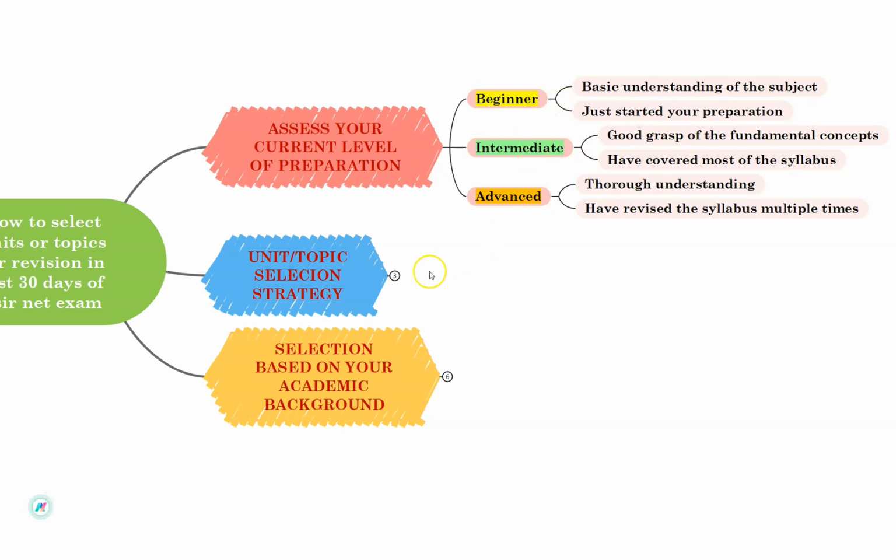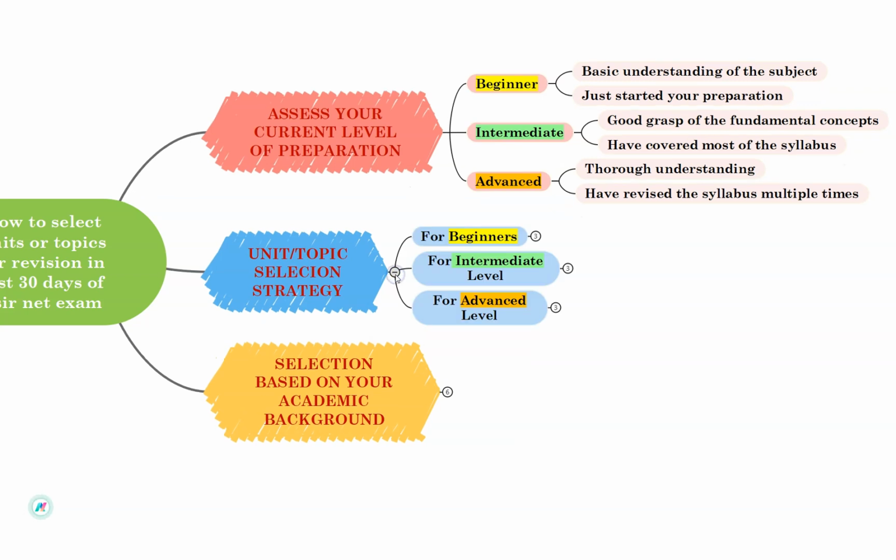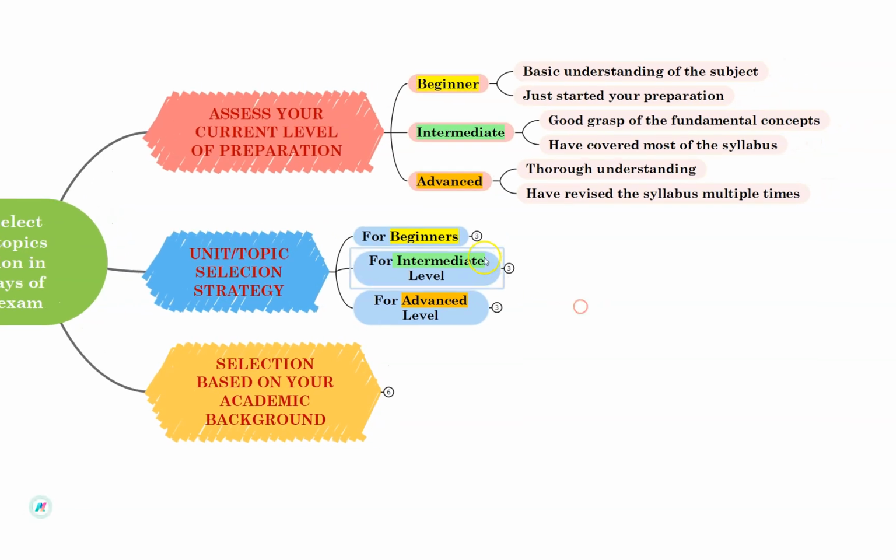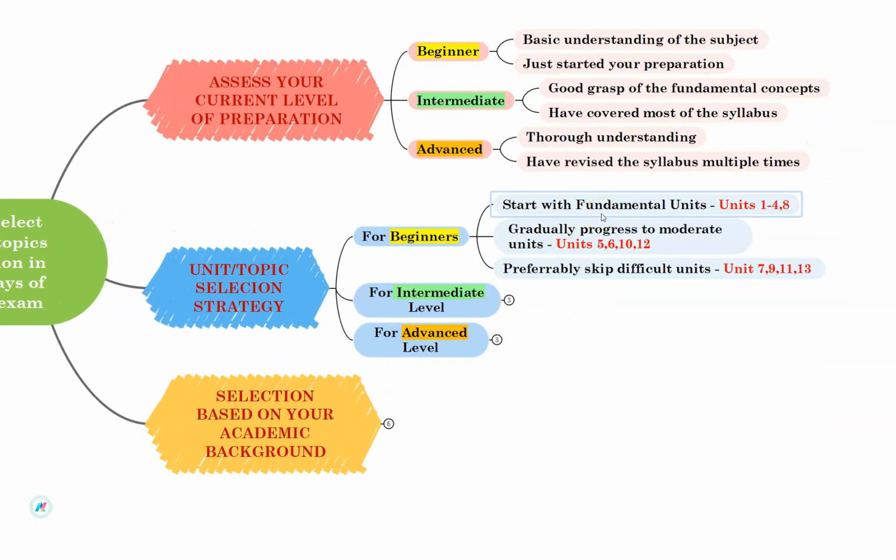According to which category you belong to, the unit topic selection should be strategized accordingly. For beginner level, start with the fundamental units. These are units 1 to 4 and 8. That is biochemistry, cell biology, molecular biology, cell communication, signaling and genetics. Focus on units that will build your foundation knowledge, which might be helpful in understanding and also answering other unit topics as well. Moderate units: gradually move to slightly complex units once you are comfortable with the basics.